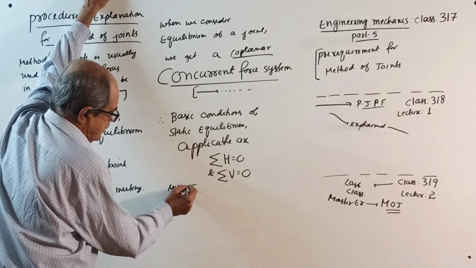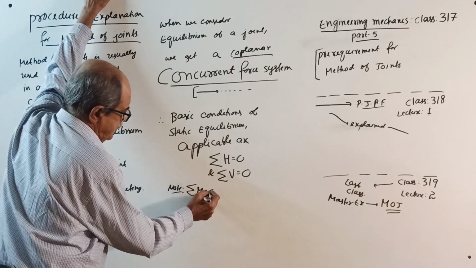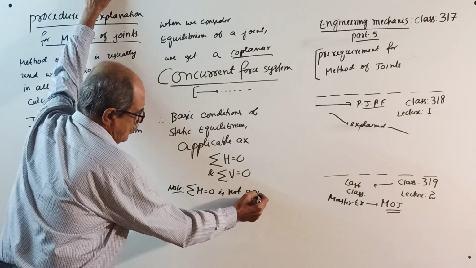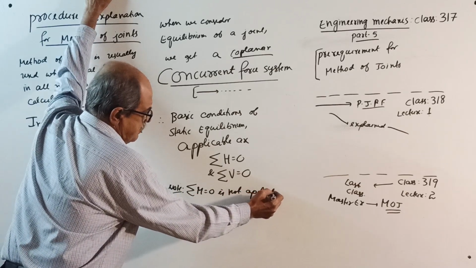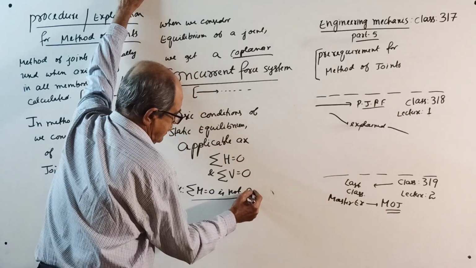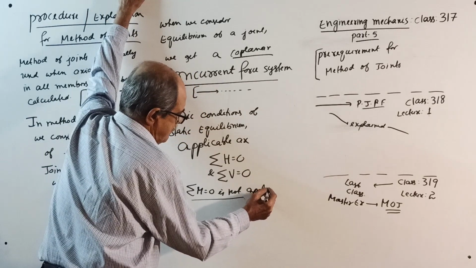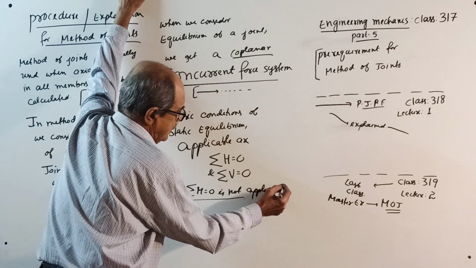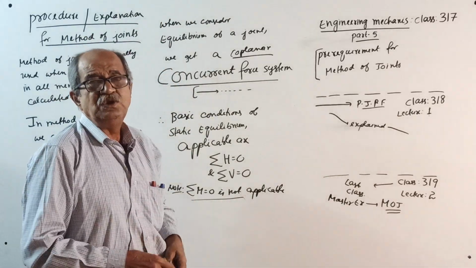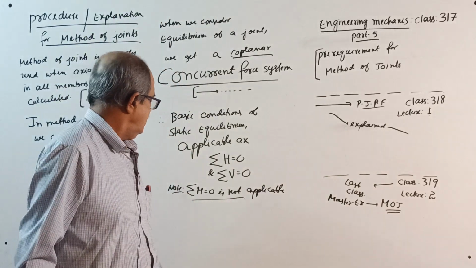Note. Sigma M equal to 0 is not applicable, because when all the forces are passing through one point, it is not applicable. I give all of this here. This is procedure come explanation. You should understand everything. Okay.